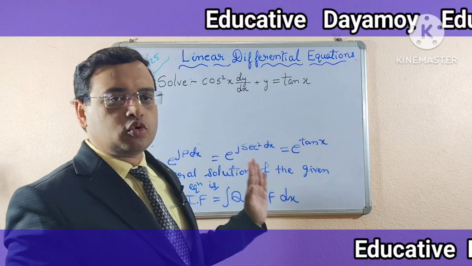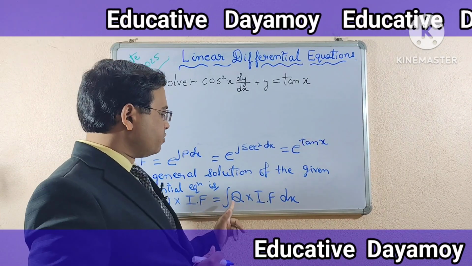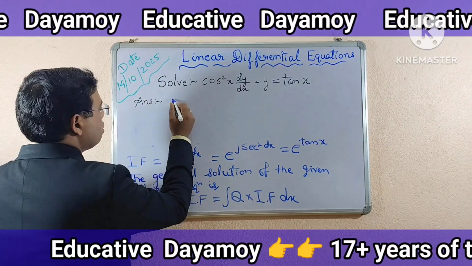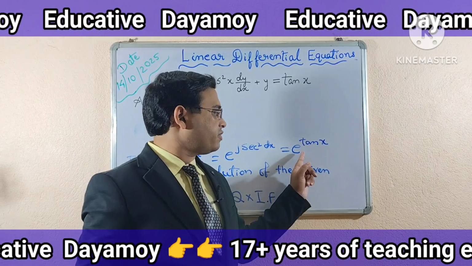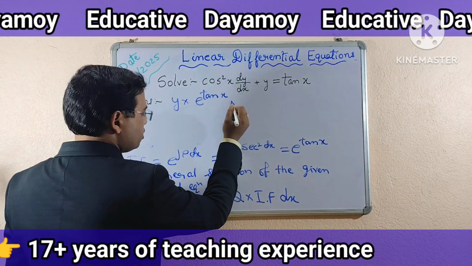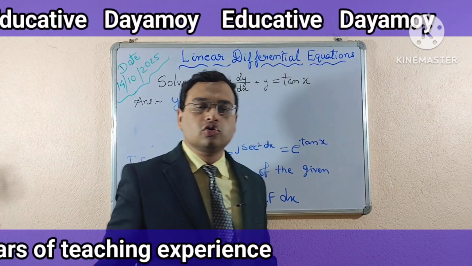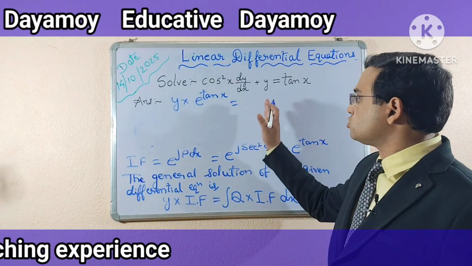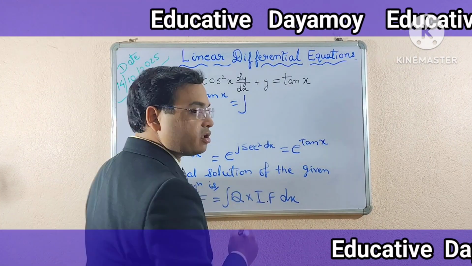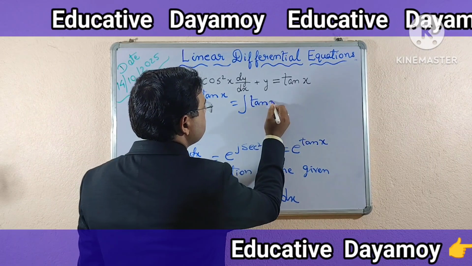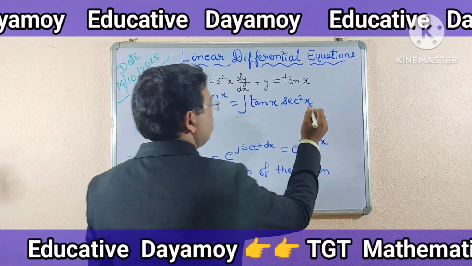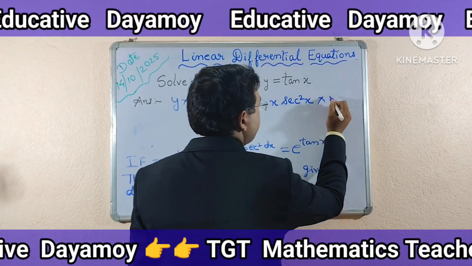Now I will put the value of the integrating factor here, the value of q here, and the value of the integrating factor again here. So y into what is the value of the integrating factor? e to the power tan x, equals integration of q. What was the value of q? The value of q was tan x sec square x. So in place of q I'll write tan x sec square x, into the integrating factor. What is the integrating factor? e to the power tan x dx.